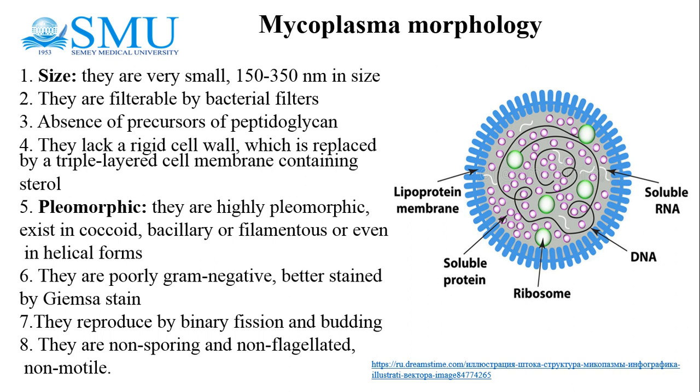They are Gram-negative, but better stained by Giemsa stain. They reproduce by binary fission and budding, and they are non-sporing, non-flagellated, and non-motile. On the right side of this slide, you can see the structure of Mycoplasma. The surface consists of a lipoprotein membrane, and inside are soluble proteins, ribosomes, DNA, and soluble RNA.